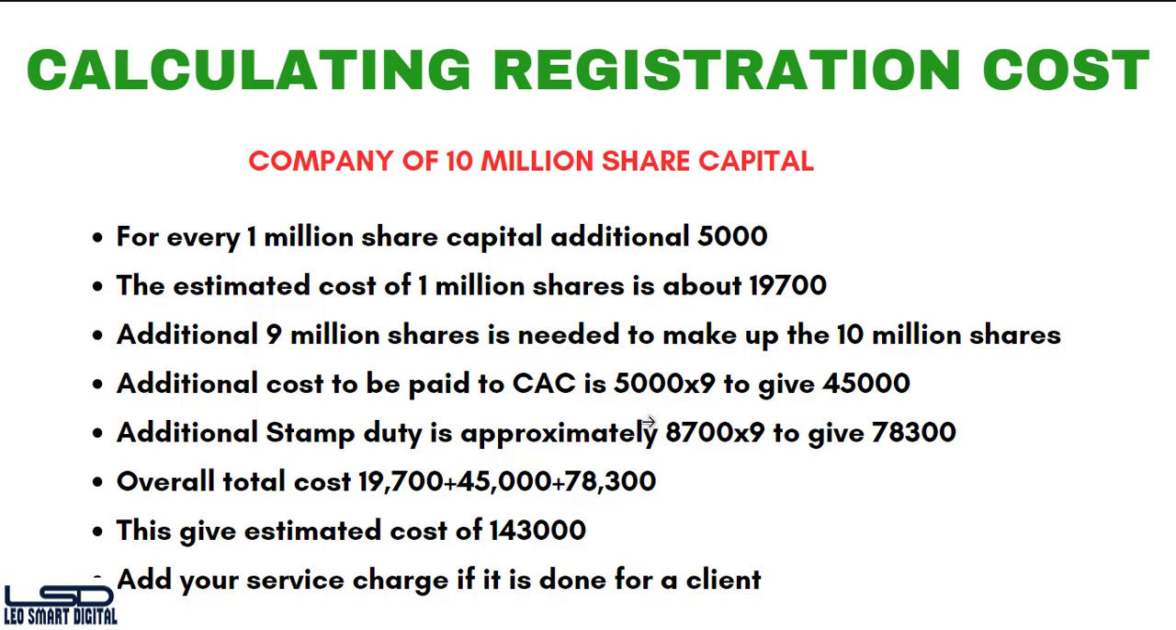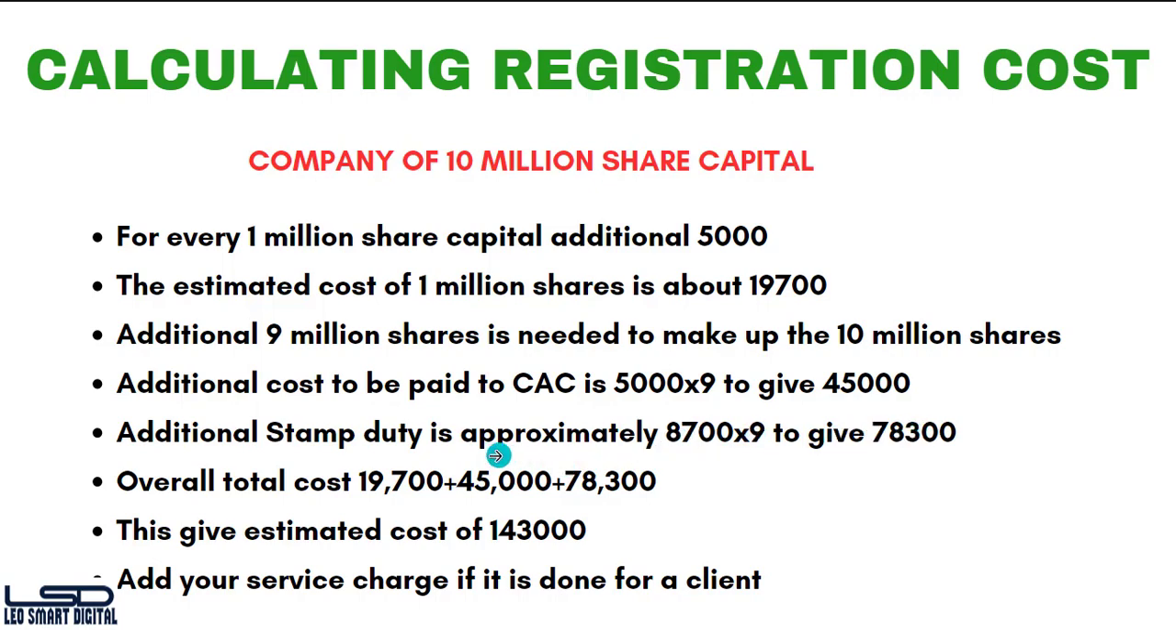So for every 1 million share capital, additional 5,000. The estimated cost of 1 million shares is about 19,700, as we've known. Then additional 9 million shares are needed to make up the 10 million shares. Additional cost to be paid to CAC is 5,000 times 9 to give 45,000 naira. Now the additional stamp duty is approximately 8,700 times 9 to give 78,300.